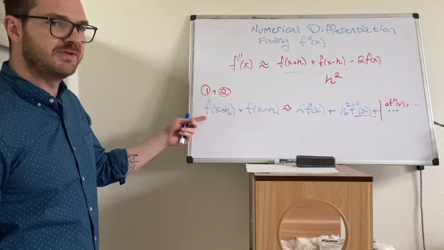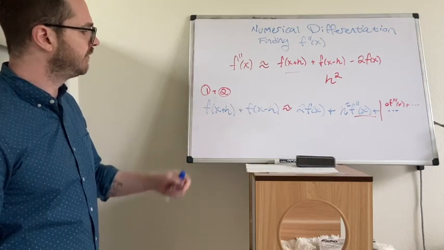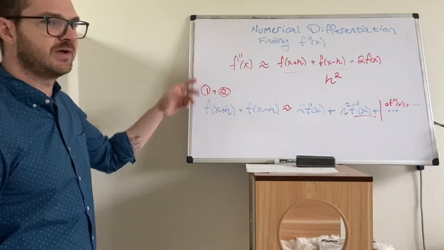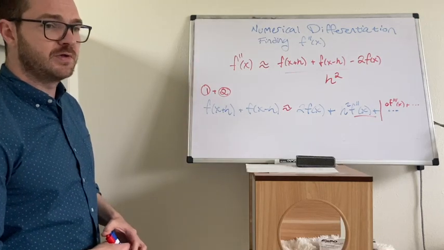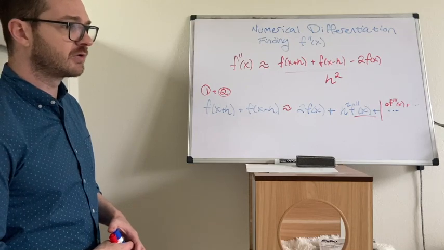Again, we talked about the limitations. Cannot be applied to first point, cannot be applied to last point. So this one has similar limitations to central difference. Okay, and that's it. There's your theory videos for numerical differentiation.